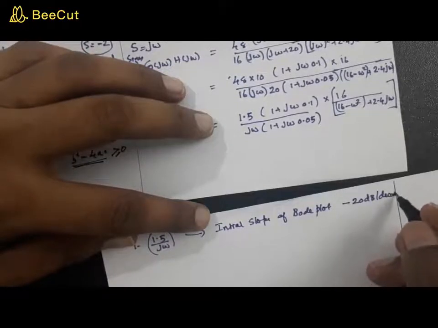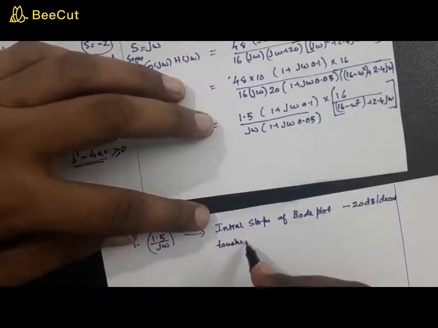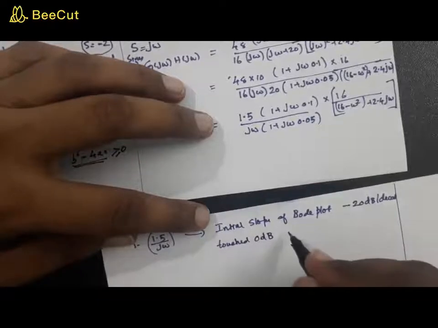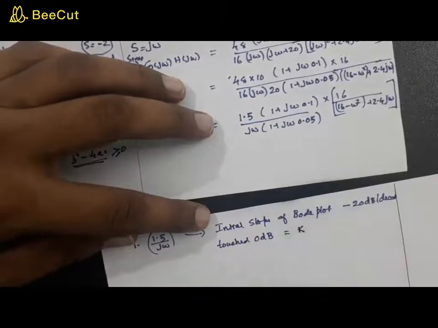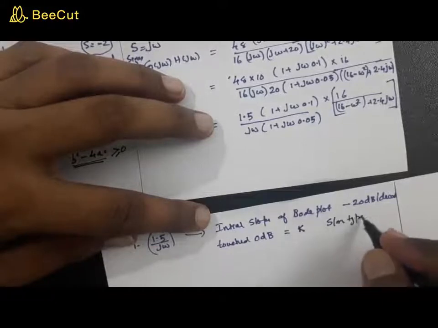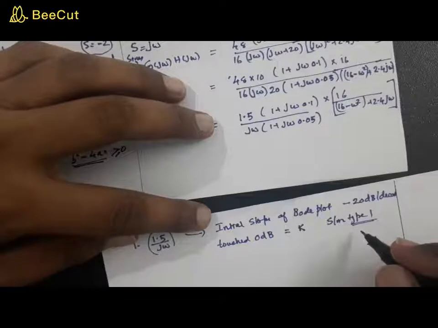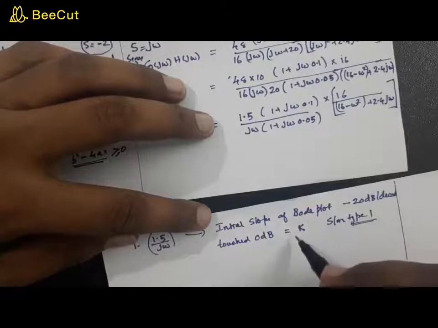And one more piece of information you will get: this initial slope touches the 0 dB frequency, which is going to be equal to the value of k. It is equal to k itself, right? Why? Because the system is a type 1 system. So do remember, for a type 1 system, the 0 dB frequency will be omega is equal to k.